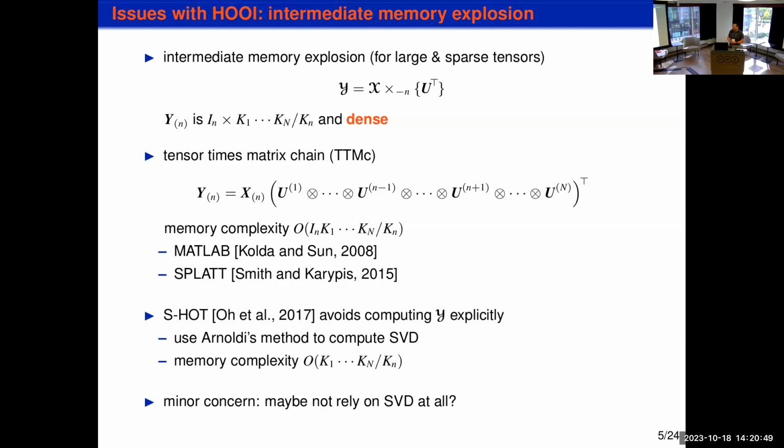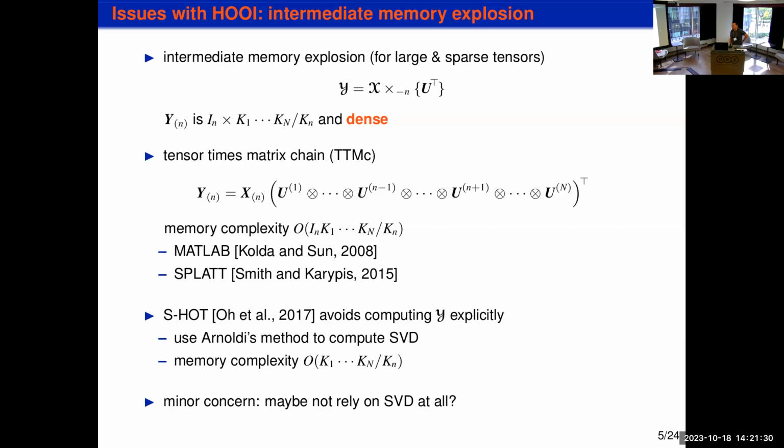Perhaps the state of the art is the so-called S-HOT, scalable high order Tucker decomposition, where it's SVD. So there are ways to compute a few principal components of it without explicitly forming the matrix. This is exactly what is done here. They're using the unordered methods to try to approximately find the principal components without explicitly forming this Y tensor. But still, there are additional memory complexities involved.